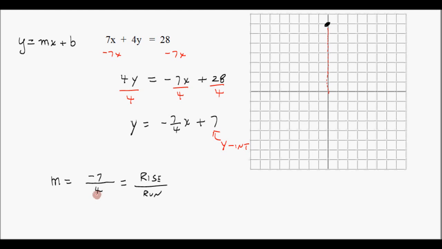Now the change in x, the run, is a positive 4. So that means I'm going to move to the right because it's positive 4 spaces. And that puts us right here. So our second point is this one right here, which is (4, 0). And the first point was the y-intercept (0, 7).